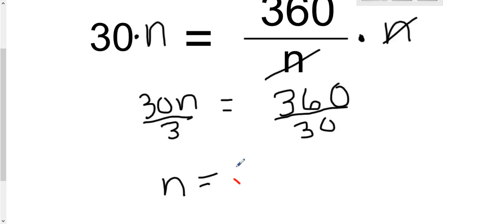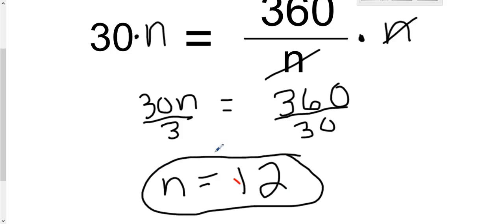Let's see, it goes in there 12 times. So the number of sides on this regular polygon that has exterior angles equal to 30 degrees, all of them, is 12 sides. Remember, when you're solving for the number of sides, you should get a nice whole number, no decimals, because it's a number of sides. You can't have 12.5 sides or 12.2 sides. It should come out to a nice whole number, or you've done something wrong.